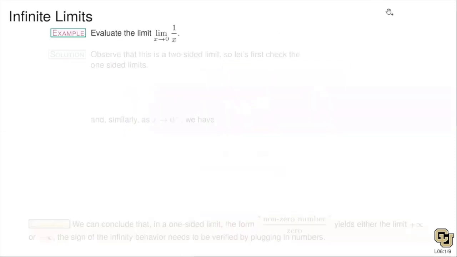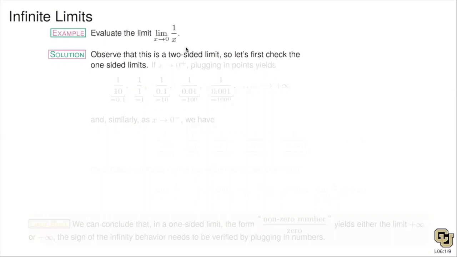So we start with a very important example. This is kind of a prototype example. Evaluate the limit as x goes to 0 of 1 over x. Now I want to be very careful. I want to say evaluate the two-sided limit. So I want to remember that this is a two-sided limit. So let me do this problem very meticulously by first checking the one-sided limits. So I'm going to send x to 0 from the right here.